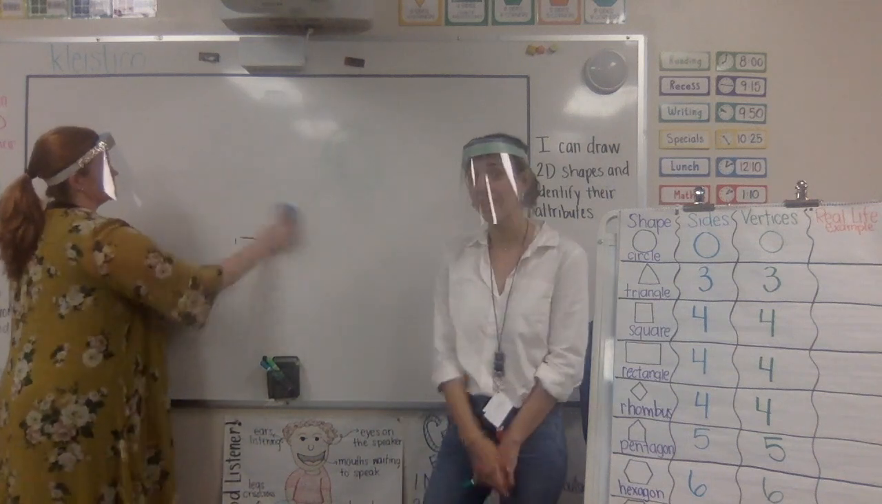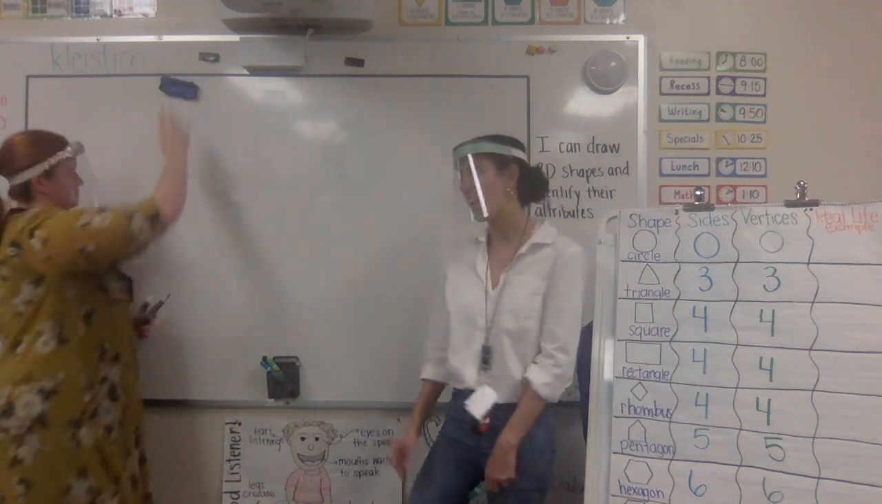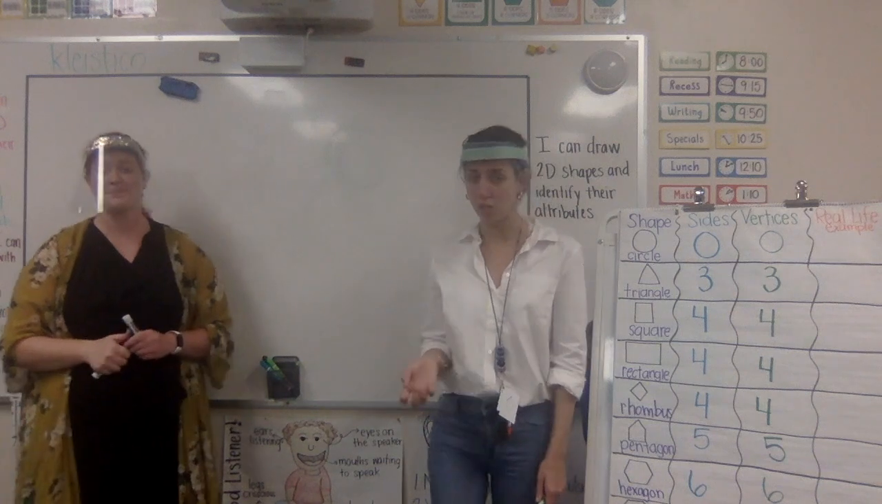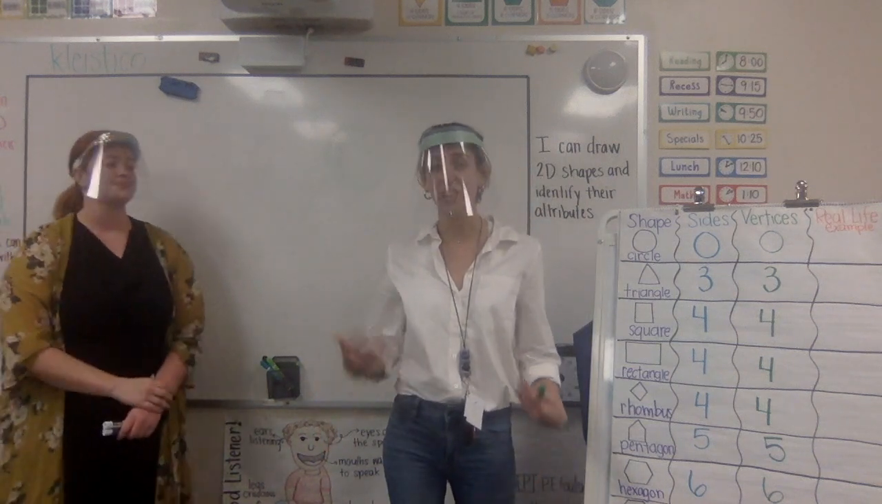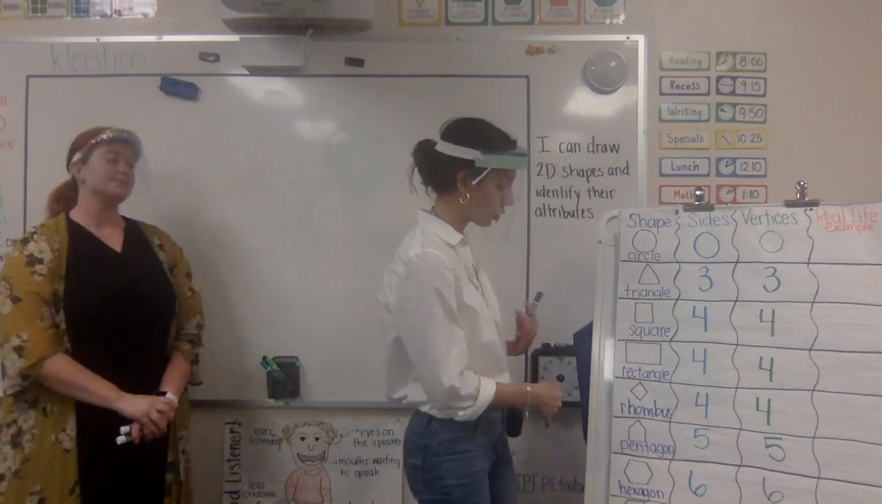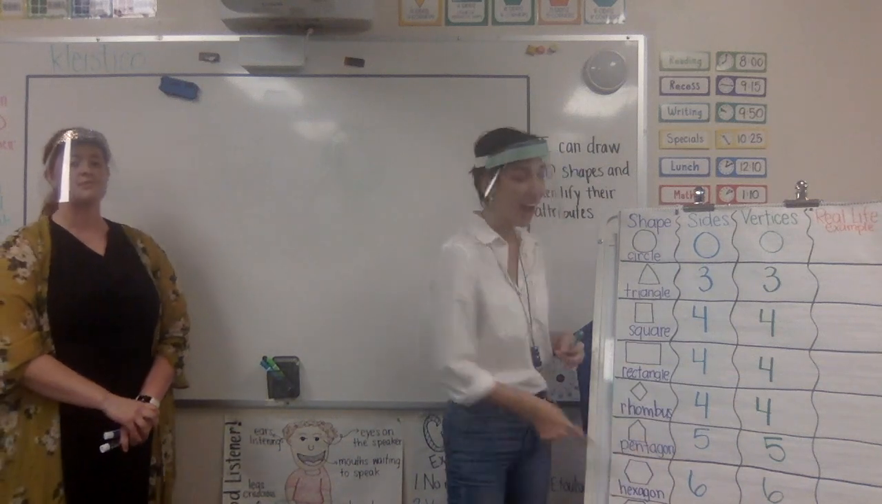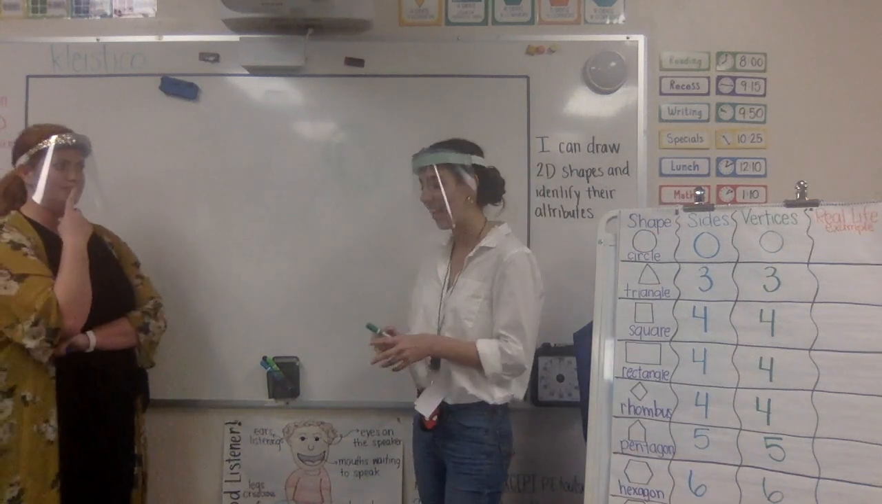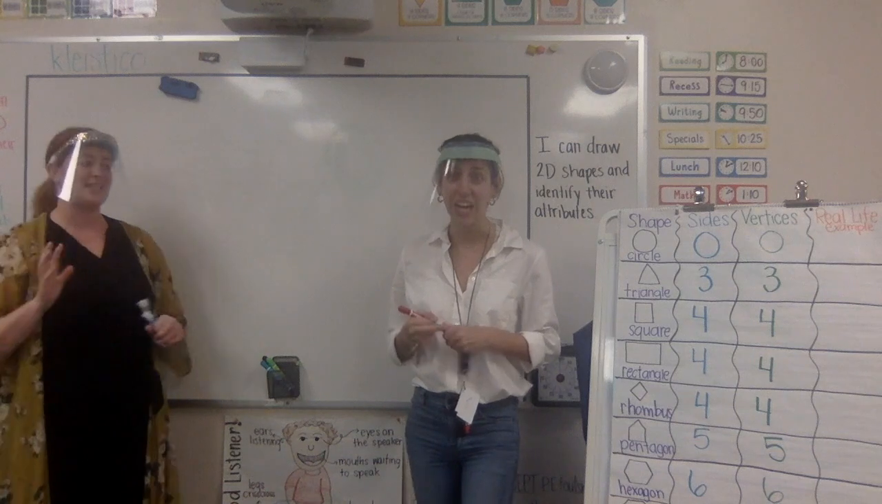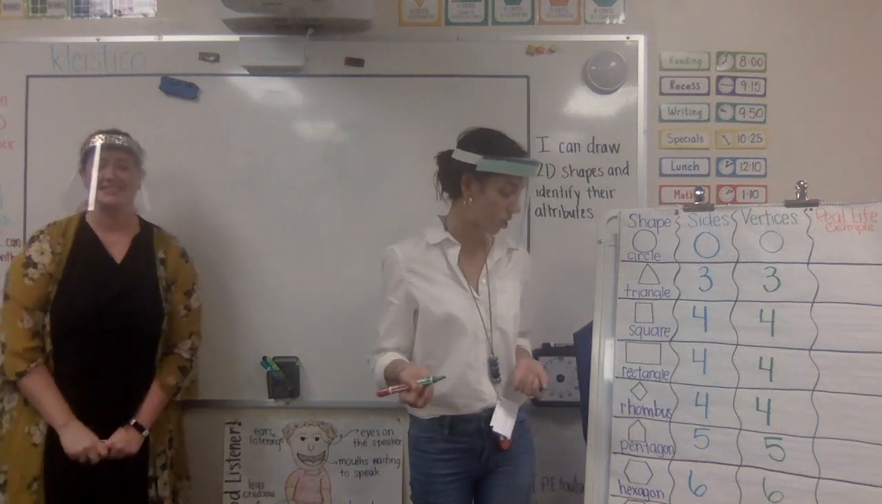Now, as we're getting down our chart, these shapes get a little bit trickier to draw. But the thing is, take your time and think about each step as you're drawing it. So next we have a hexagon. A hexagon has 6 sides. That's a lot. I know that is a lot to draw.